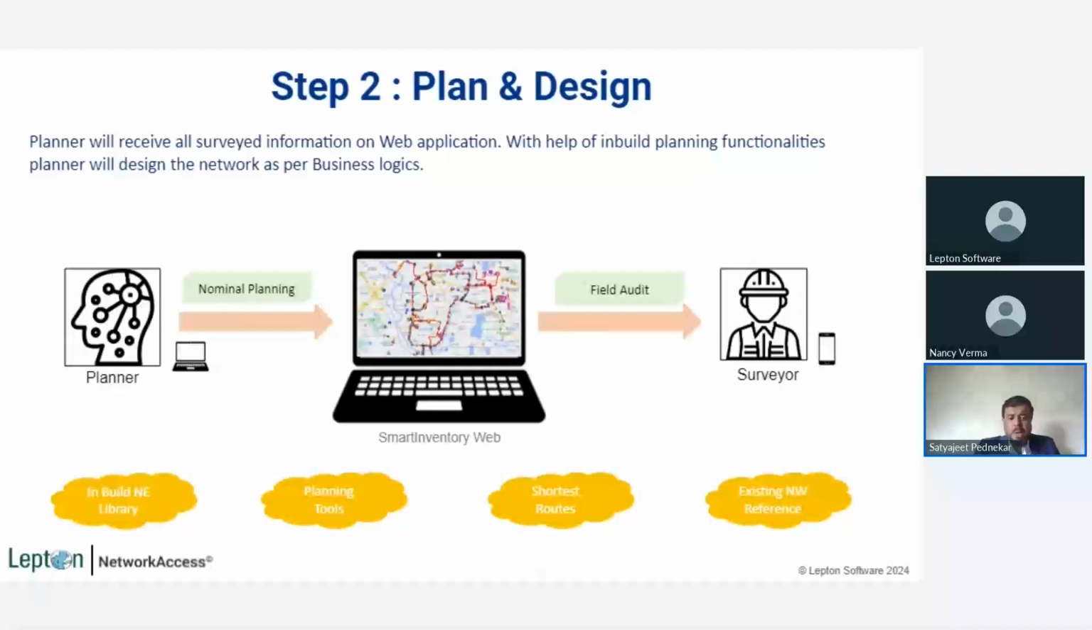Then there are planning tools also, which you can use to do the nominal planning. For the shortest routes, because there is a map interface, you can easily visualize the shortest route to connect two entities. On top of it, the planner and the surveyor are able to get the reference of the existing network also. So the planner does the nominal planning with the help of the new buildings, the network entity library, and the existing network library, under step 2, that is plan and design.